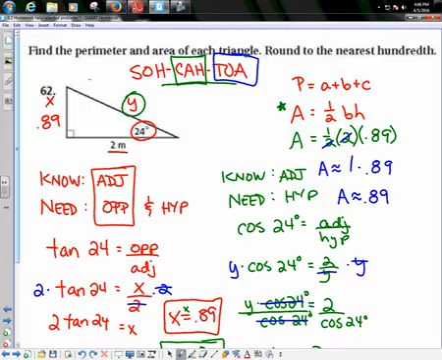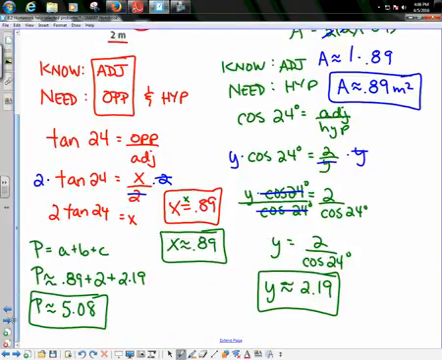So my units is meters. My area is 0.89 meters squared. And I need to come back down to my perimeter and say that my perimeter is 5.08 meters. So that's the final answer for that one.